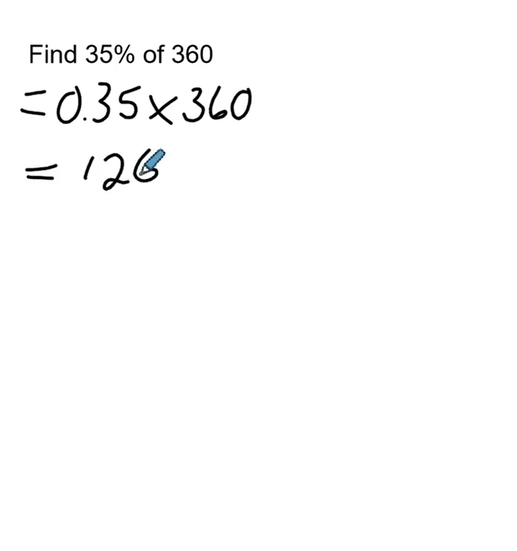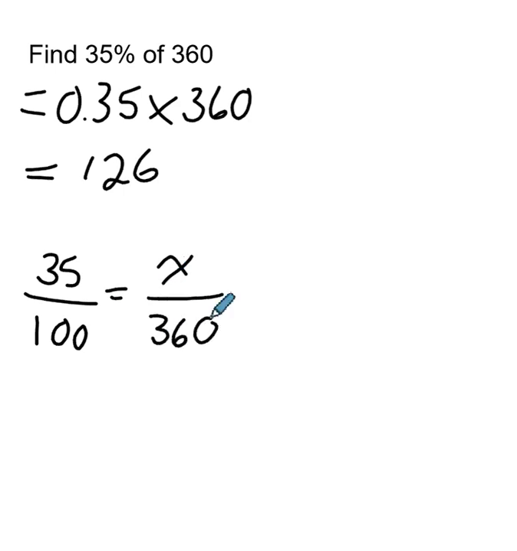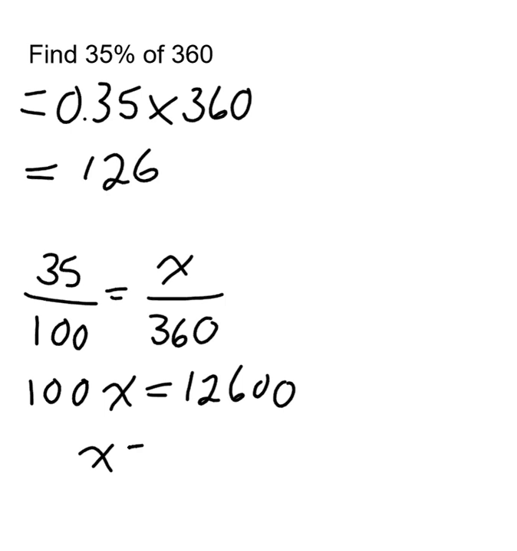Okay? You could also do this using a proportion. 35 out of 100 is X out of 360 total. And then you could cross multiply and divide by 100. And you'll get the same answer. So it's kind of personal preference. Most people prefer the first way because it's a little bit faster.